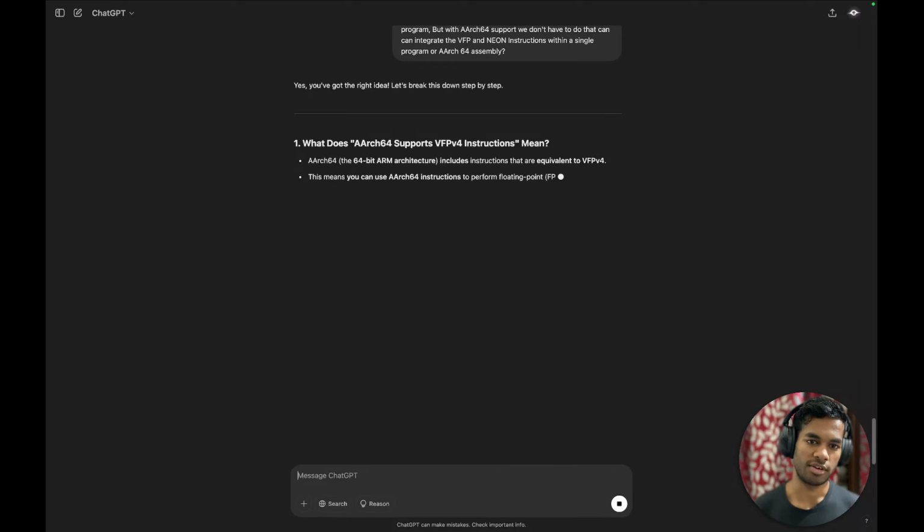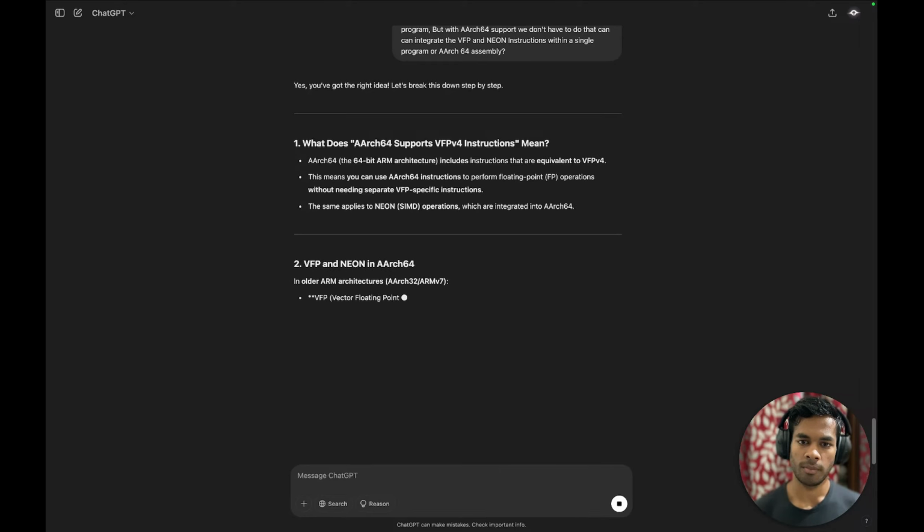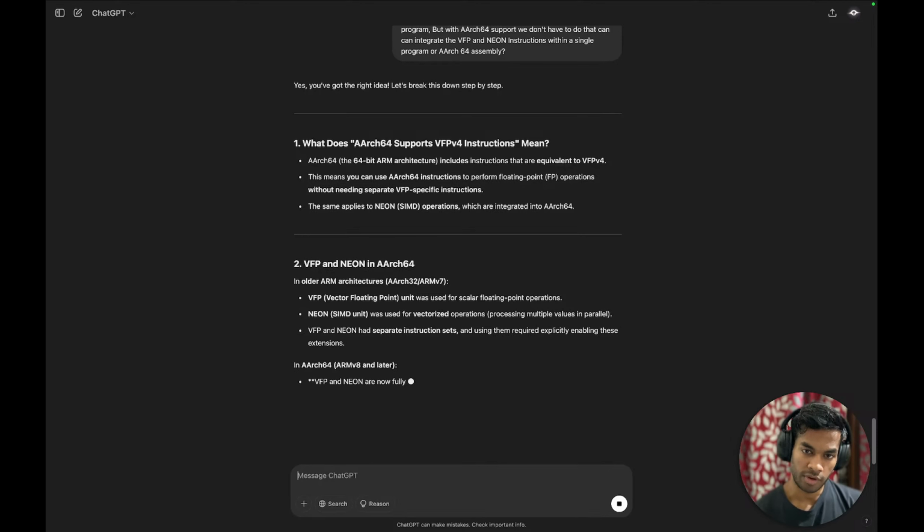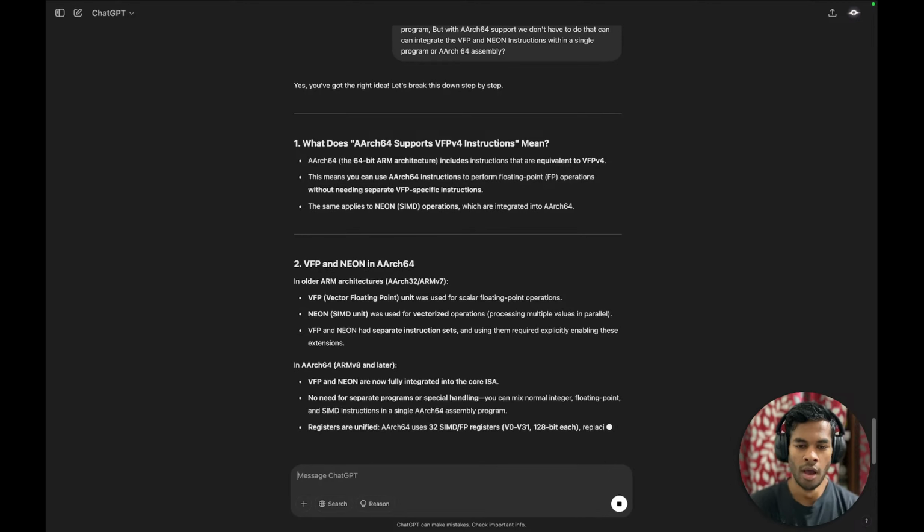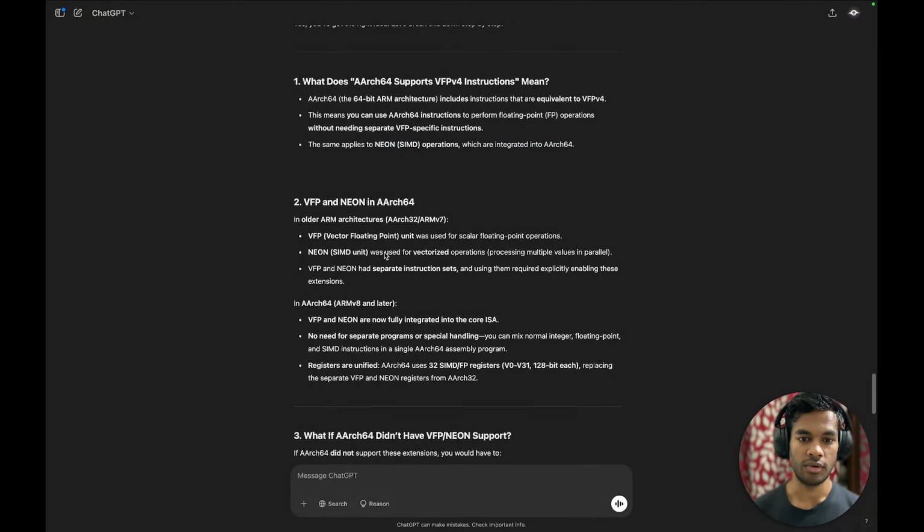Let's break this down step by step. What does AArch64 supports VFP vector floating point version 4 instruction mean? The AArch64 ARM architecture includes instructions that are equivalent to vector floating point version 4. This means you can use AArch64 instructions to perform vector floating point operations without needing separate VFP specific instructions. The same applies to Neon SIMD operations, which are integrated into ARM64.